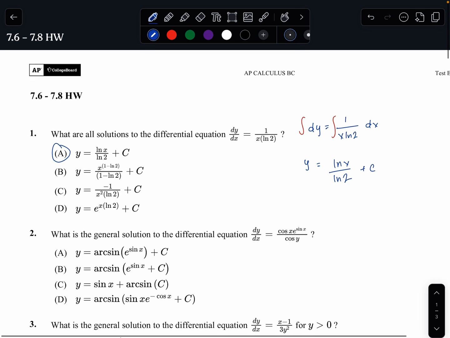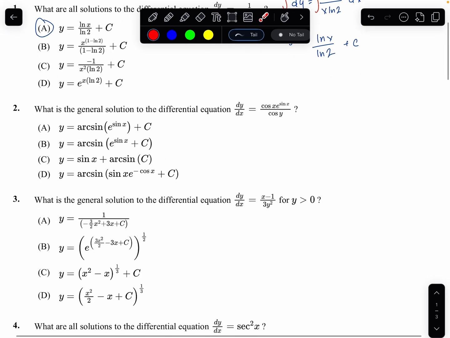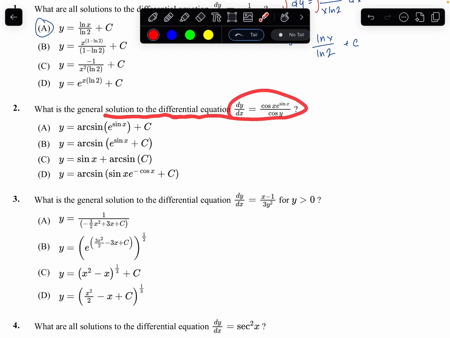Don't forget that you can always check your answer. The derivative of the natural log of x is 1 over x, and since 1 over the natural log of 2 is the constant, it makes sense that that's what it would become. So, okay, there's 1. What is the general solution to the differential equation given here?